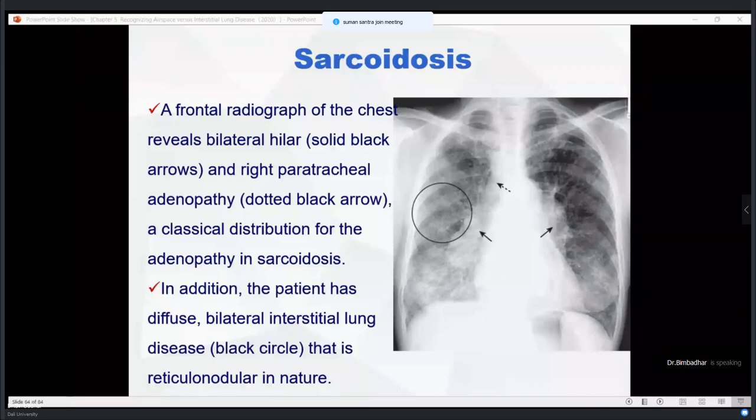That is the same way pulmonary tuberculosis is also progressing. But forget about all the pathology. We are more concerned with the radiographic features. Now let me talk about the radiographic features.